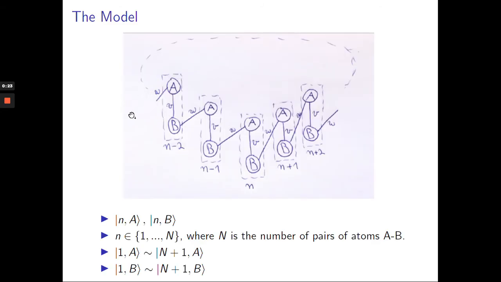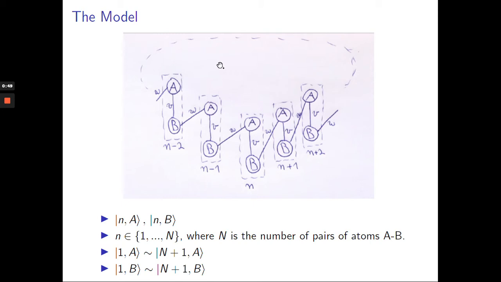So our system will consist of a one-dimensional system of atoms, which we can think of as being placed on a ring. We have two types of atoms, of type A and B, and they will be grouped in pairs, and we label each of the pairs by a natural number.